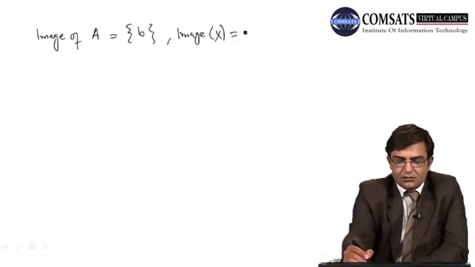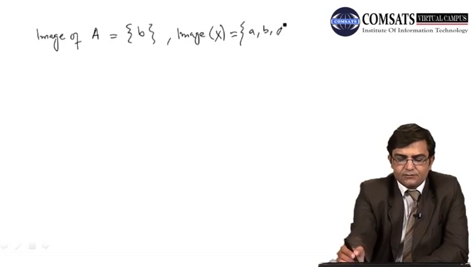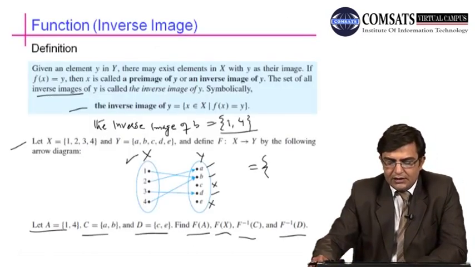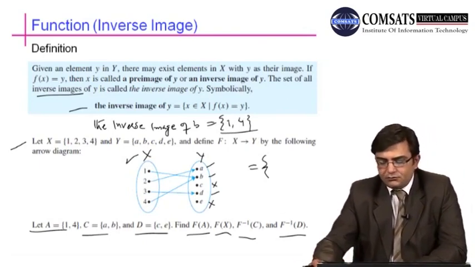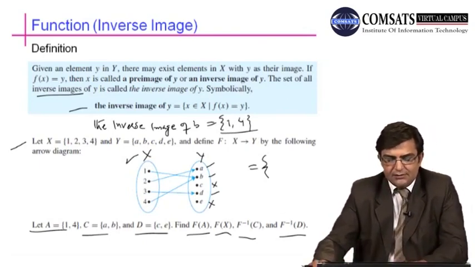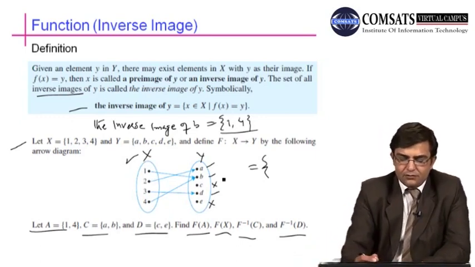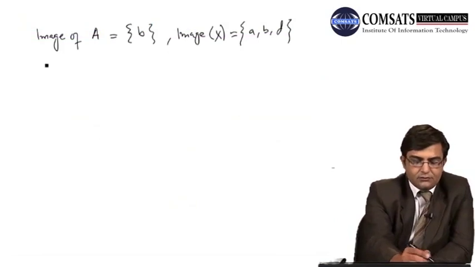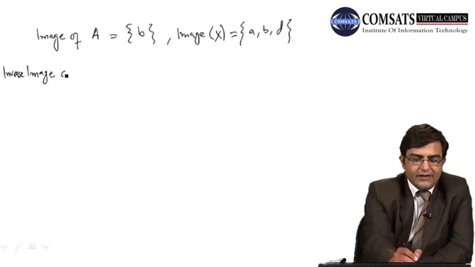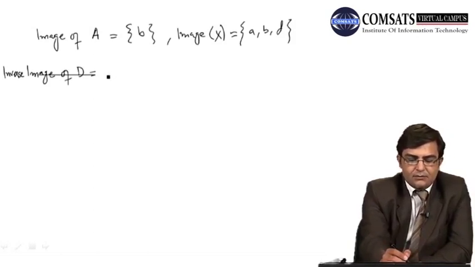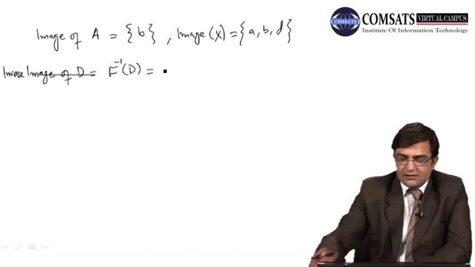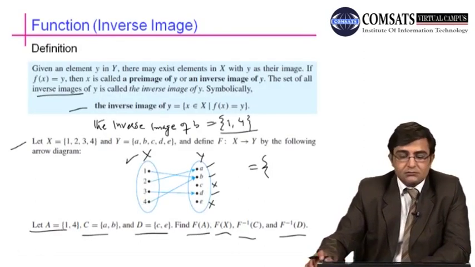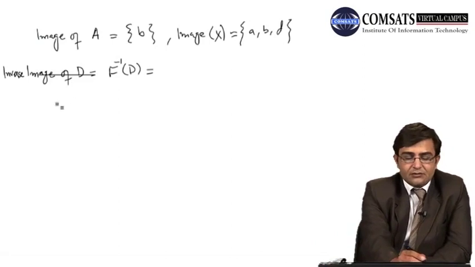We can write it also like this, this is A, B and D. So this is the image set of X. Now we write the inverse image of C. C is basically A, B. Now we have to find the inverse image of C, we can write it as F inverse of C. This is C, the inverse image of C. After that we shall write also the inverse image of D.